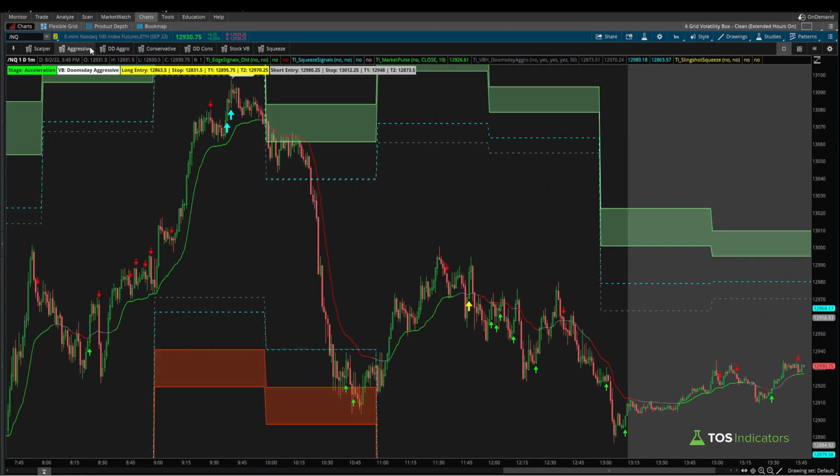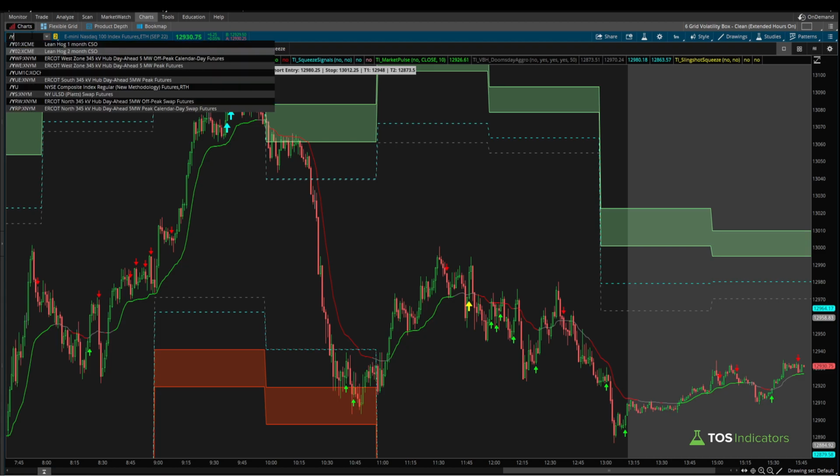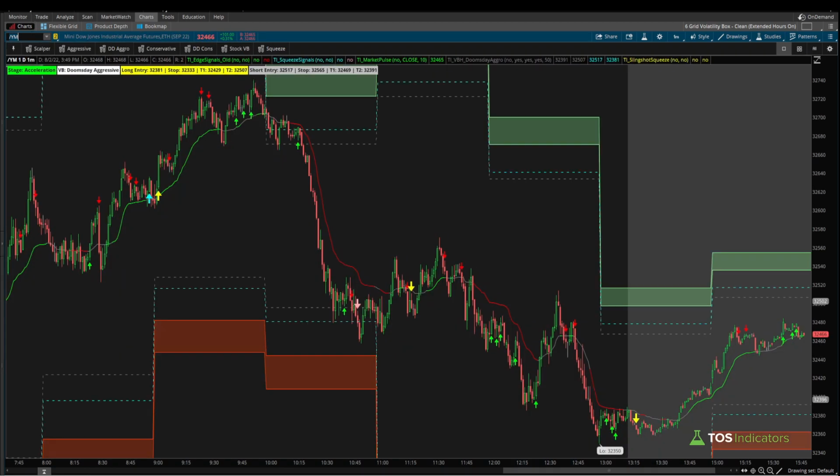So two setups inside of the Nasdaq using two different models. The first one was the nicer trade of the two. The second one was in line with the S&P, and what we'll find is the Dow as well. So that then takes us to the Dow futures market.